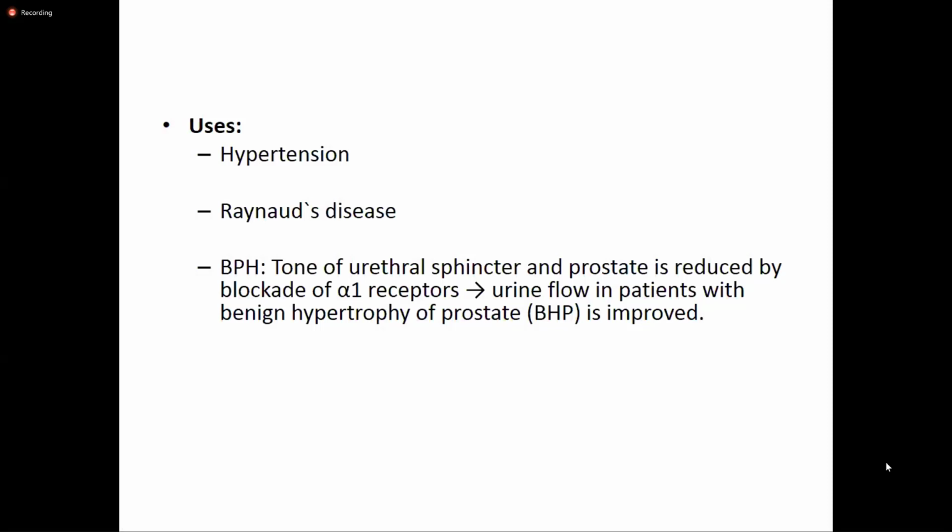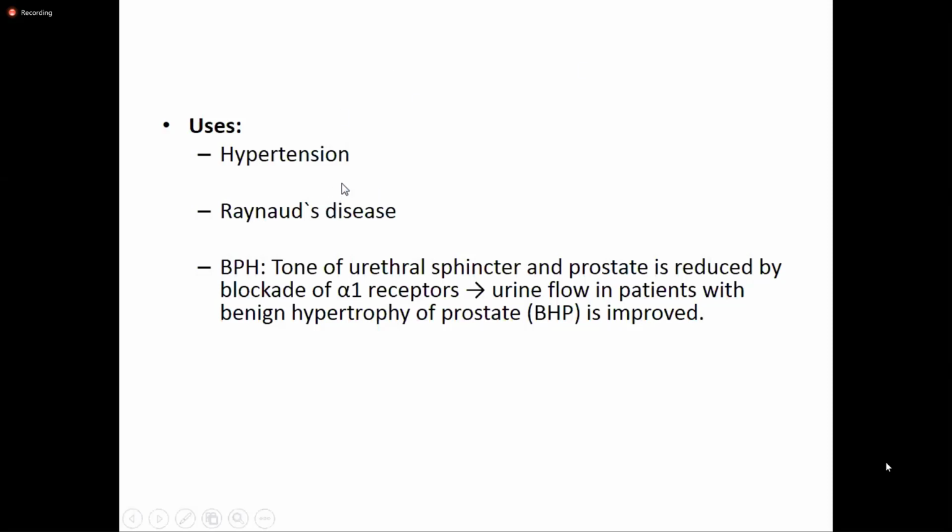Coming to the uses of prazosin, the main use of prazosin as an alpha blocker is in the treatment of hypertension, because they block the alpha 1 mediated vasoconstriction. So they cause vasodilatation, a decrease in peripheral vascular resistance, and a decrease in blood pressure. So they are used in the treatment of hypertension. The second use of these selective alpha 1 blockers is in Raynaud's disease.